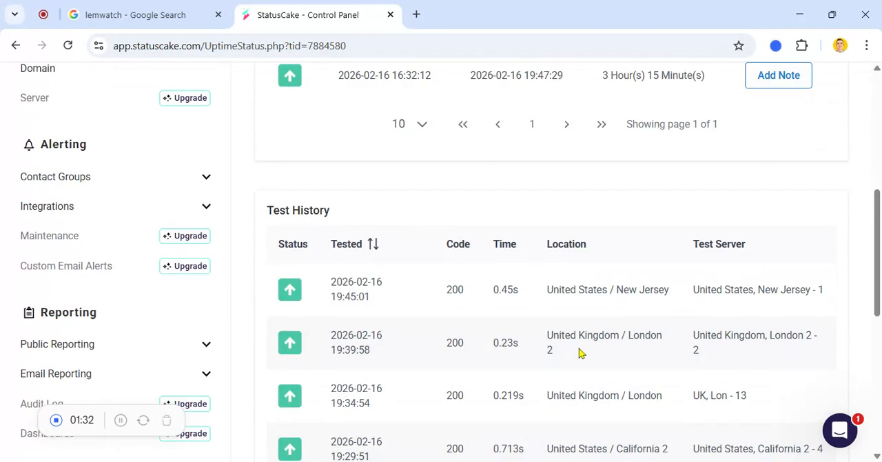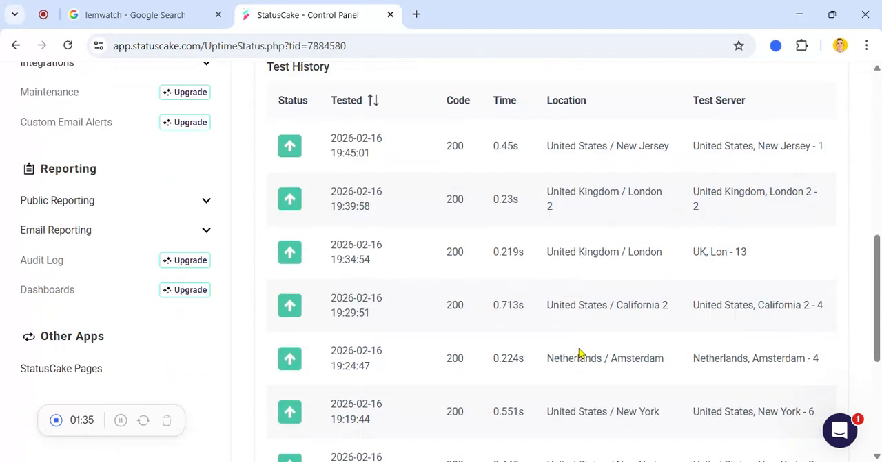But here's the problem. If downtime occurs only in a specific region, like Europe or Asia, a single location check might miss it completely. Or worse, you might even get false alerts due to temporary network issues in that region. So how to fix it? The correct approach is to enable multiple monitoring locations, like I have here. So ideally, use at least 3 to 5 global test regions. This ensures that you get accurate alerts and avoid false positives. It also helps detect regional outages that affect real users.